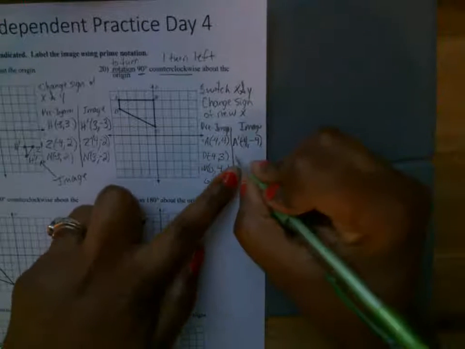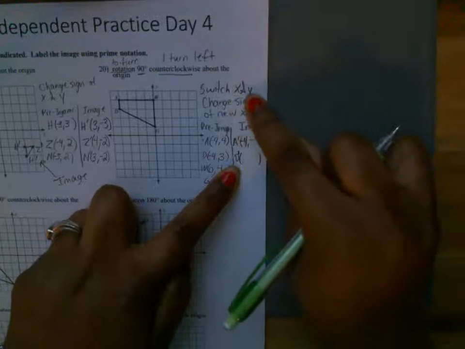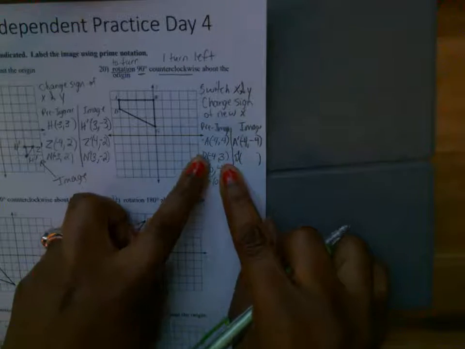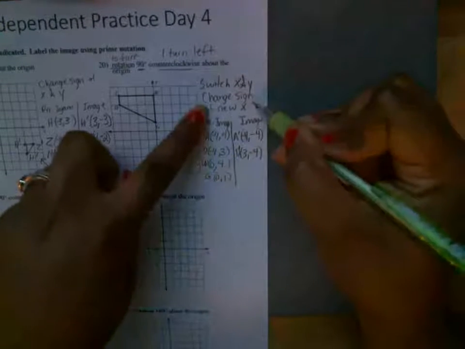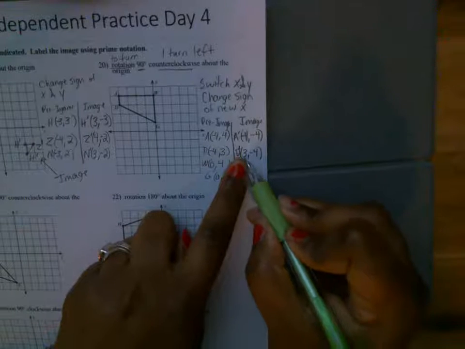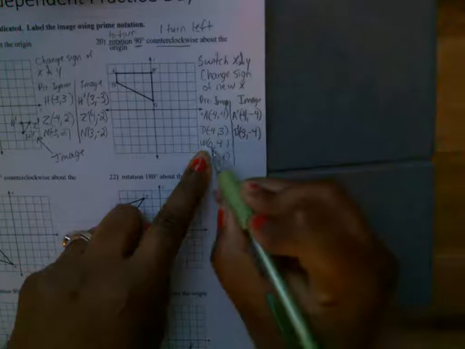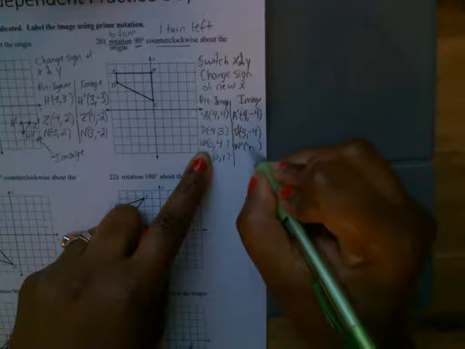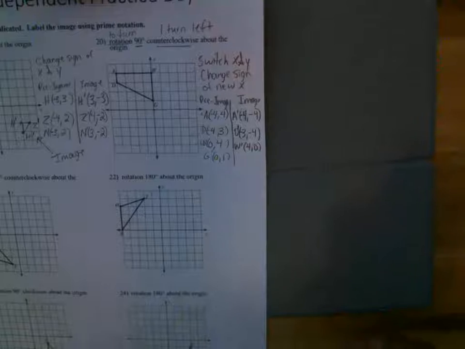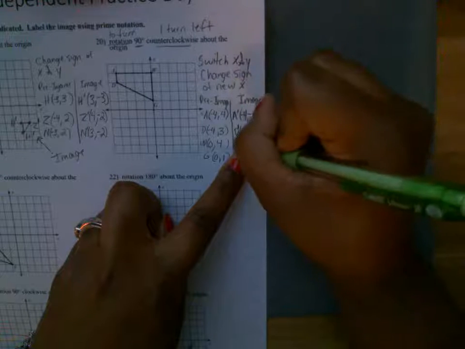Okay. D prime, we're going to do the same thing. The new location for D. First, switch X and Y. So instead of negative 4, comma, 3, it's going to be 3, comma, negative 4. Now you're going to change the sign of this new X right here. So instead of it being positive 3, it's now going to be a negative 3. W, do the same thing. Instead of it being 0 and 4, it's going to be 4, comma, 0. Then we're going to change the sign of the new X. So instead of it being a positive 4, it's going to be a negative 4.